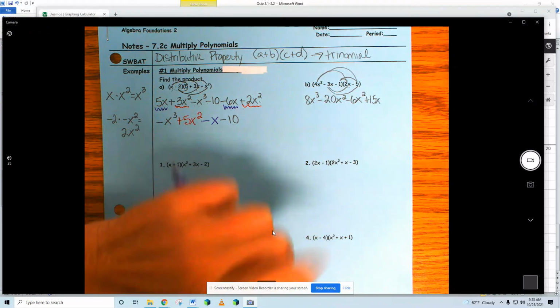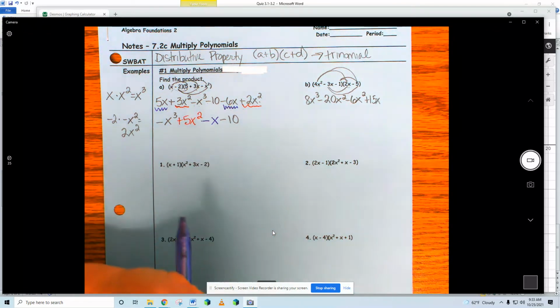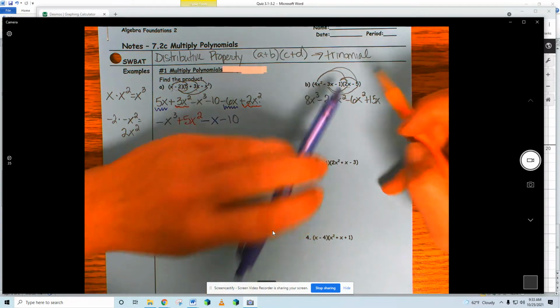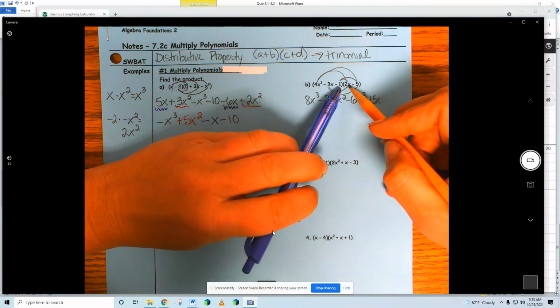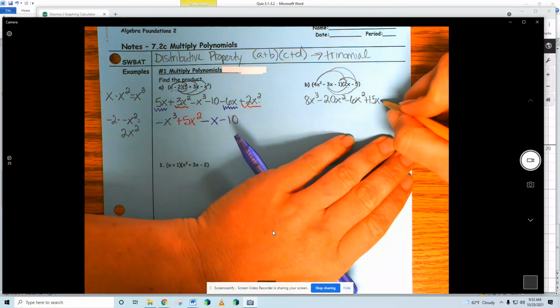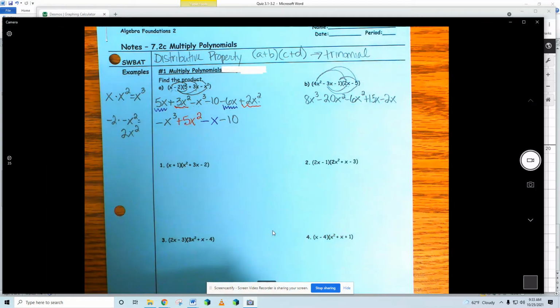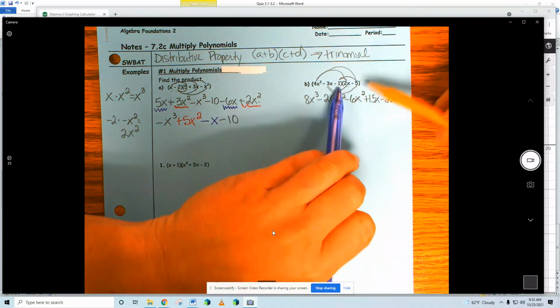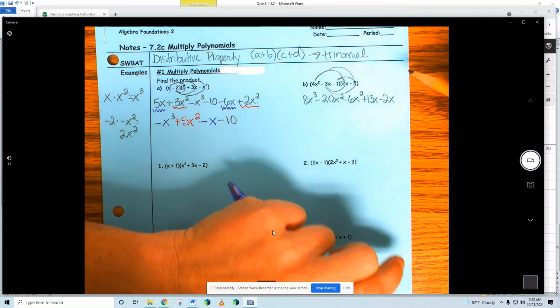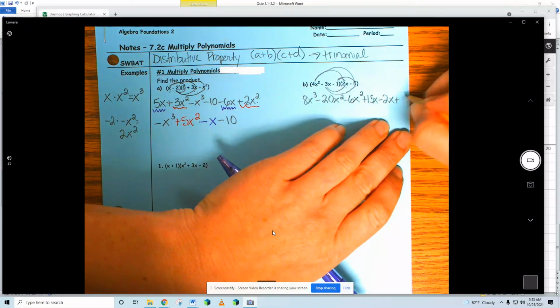Okay. Are you guys with me? Are you seeing the pattern? Negative 1 times 2x. Negative 2x. Negative 1 times negative 5. Positive 5.